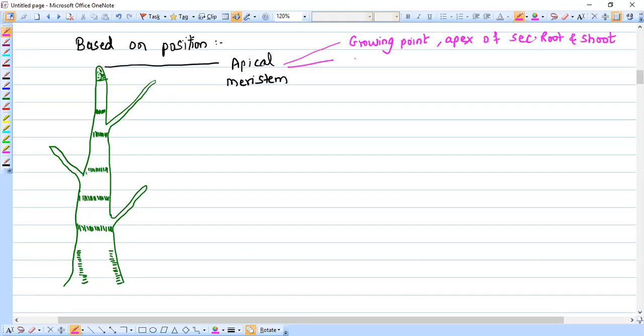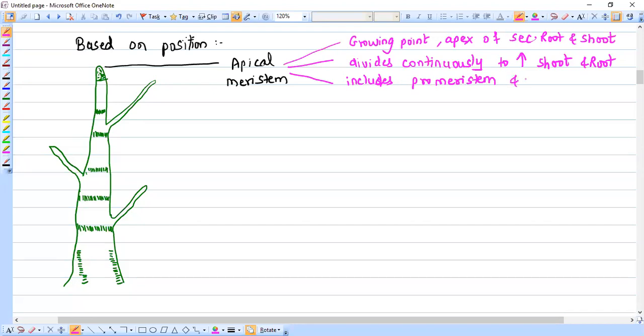Then what is the role? We can say it divides continuously. The cells of this apical meristem divide continuously to increase shoot and root. So the length of shoot and root will be increased because of apical meristem. What is present in this apical meristem? It includes promeristem, very important, and primary meristem. So remember, it includes promeristem and primary meristem.